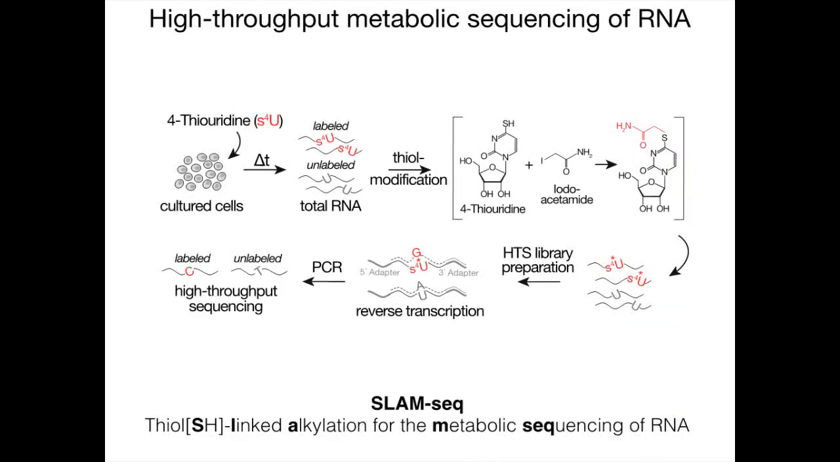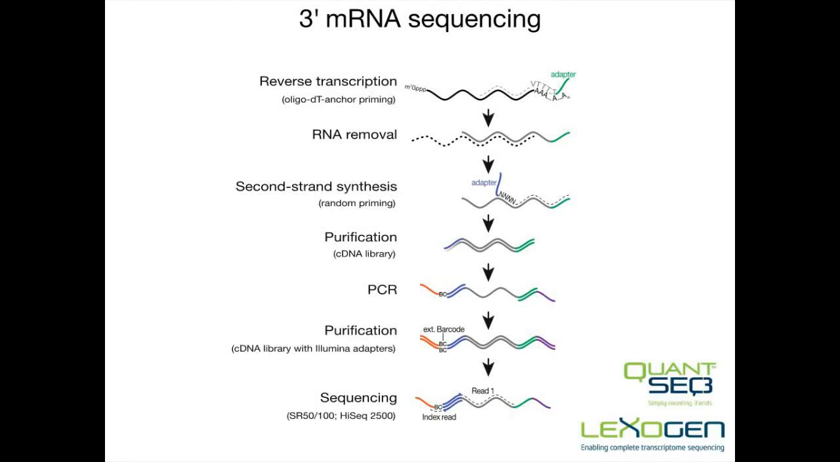Now, to combine SLAMseq with a rapid, robust, and cost-effective high-throughput RNA sequencing strategy, we employed the mRNA 3' sequencing method called QuantSeq. Now, just very briefly, the way 3' mRNA sequencing works is that total RNA is subjected to reverse transcription using an anchored oligo-dT primer, which primes the reverse transcription at the beginning of a poly-A tail of RNA-Pol2 transcripts. After the reverse transcription, RNA is removed, and second strand synthesis is directed by a randomized oligo containing an adapter. And after purification and PCR amplification, these libraries can be subjected to high-throughput sequencing using the Illumina platform.